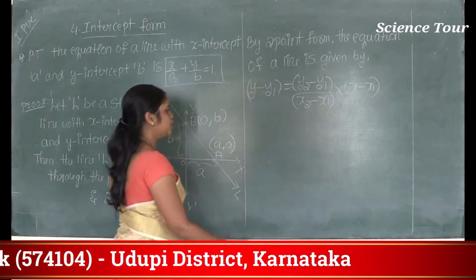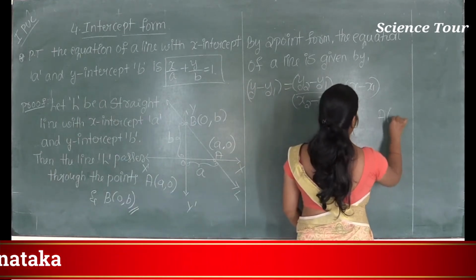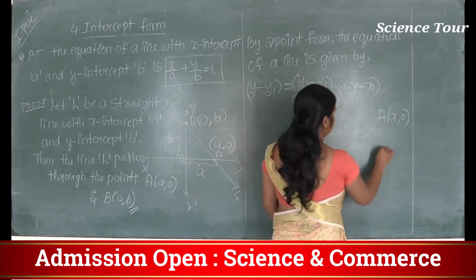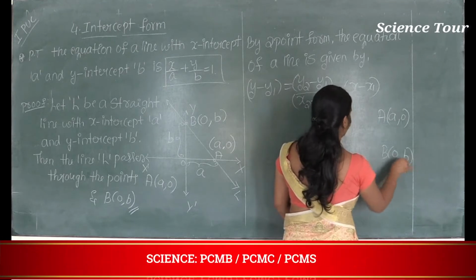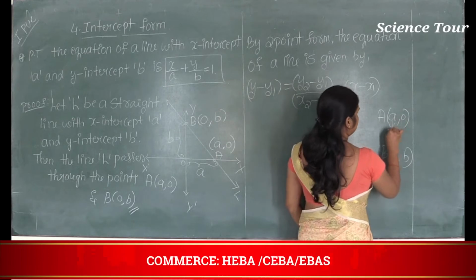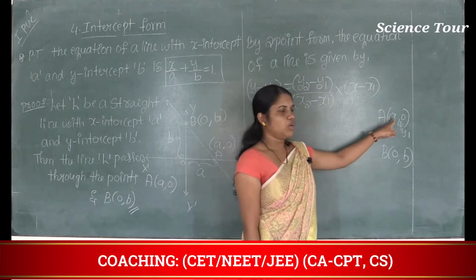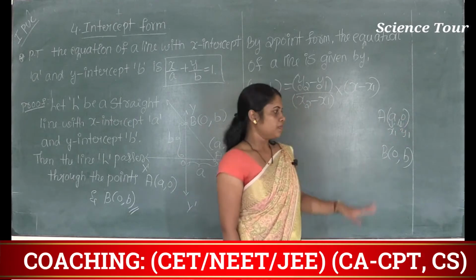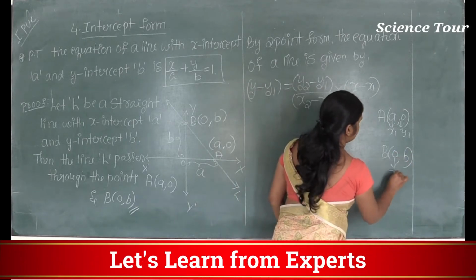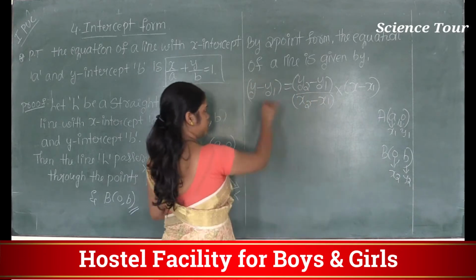So here you have 2 points, point A and point B, isn't it? What is the coordinate of point A? That is a comma 0, and the other point B whose coordinate is 0 comma b. For the point A, I'll consider it as x1 comma y1, so x1 is equal to a, y1 is equal to 0. Again for the point B, I'll consider this 0 comma b as x2 comma y2. Now we'll substitute here.